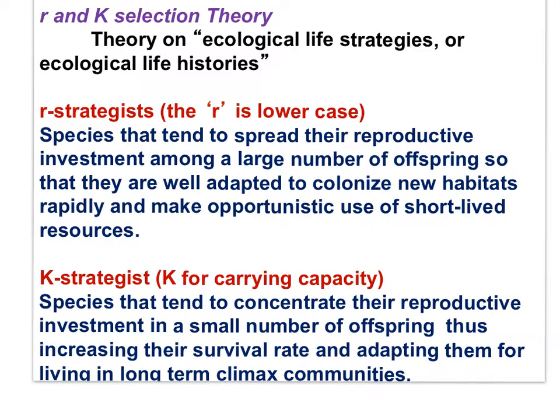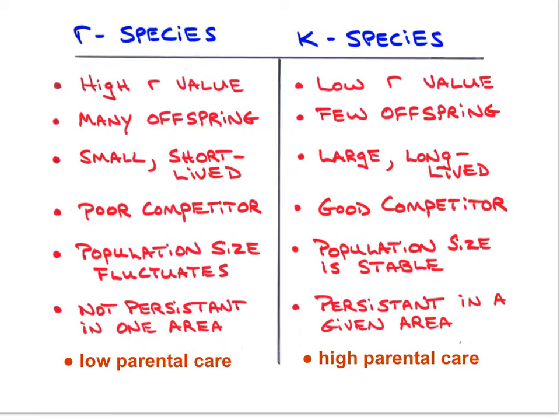So here is the theory on ecological life strategies, ecological life histories. The R strategists are species that tend to spread their reproductive investment among a large number of offspring so that they are well adapted to colonize new habitats rapidly, make opportunistic use of short-lived resources. The K strategists are species that tend to concentrate their reproductive investment in a small number of offspring, thus increasing their survival rate and adapting them for living in the long-term climax communities.